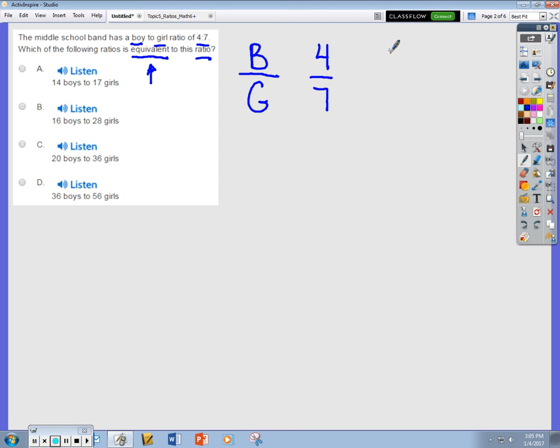The next one is 16 to 28. 16 boys to 28 girls. Now again, I'm thinking of equivalent. What did I multiply the 4 by to get 16? I multiplied it by the factor of 4. I must multiply that same factor here, so times 4. Hey, is 7 times 4 28? Yes, this would work.